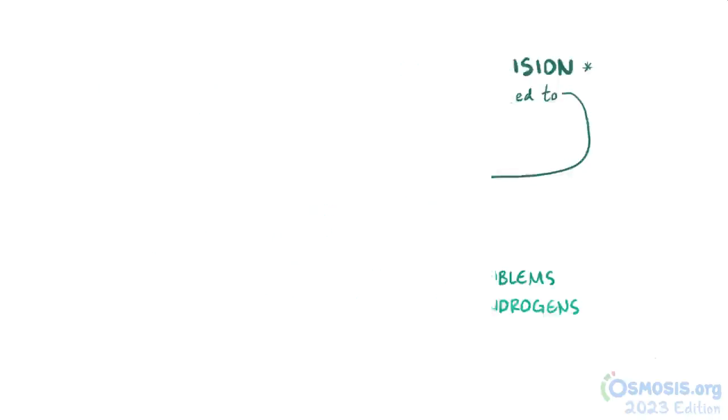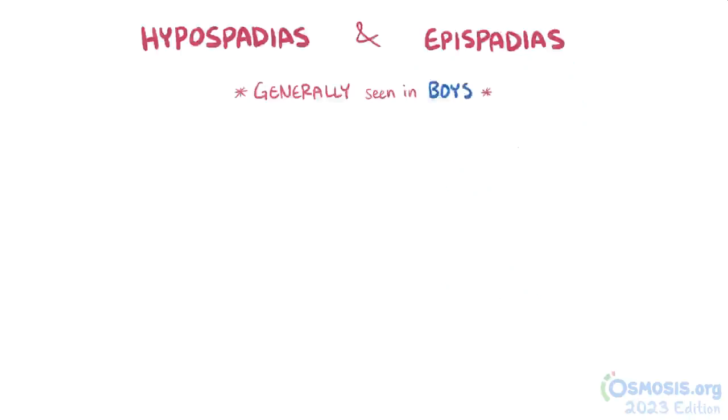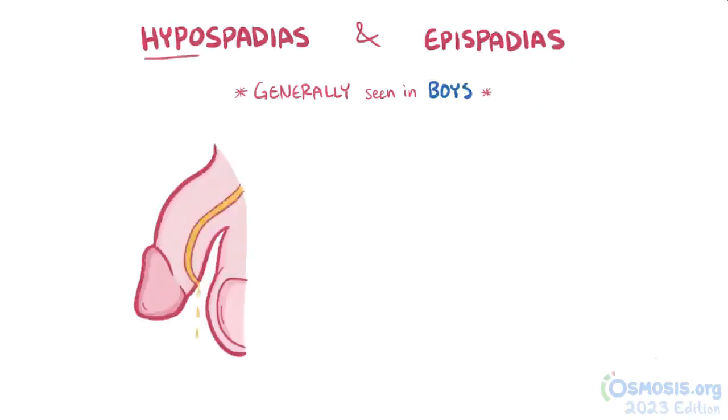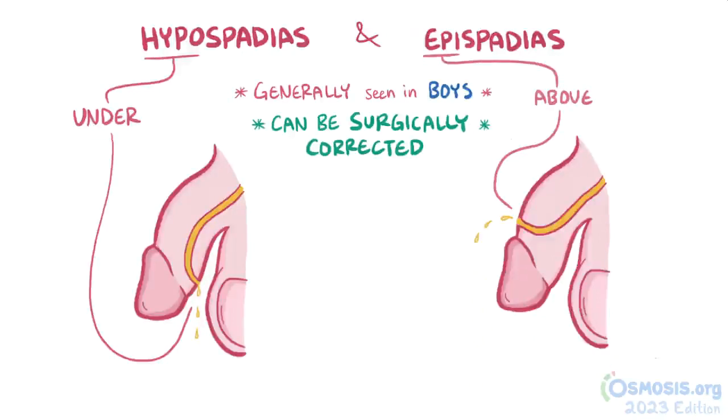Alright, so as a quick recap, epispadias and hypospadias are generally seen in boys, although they can happen in both sexes. In boys with hypospadias, there's an abnormal opening on the underside of the penis, whereas with epispadias, there's an abnormal opening above or on top of the penis. Fortunately, both can be surgically corrected so that urine flows out the tip of the urethra.